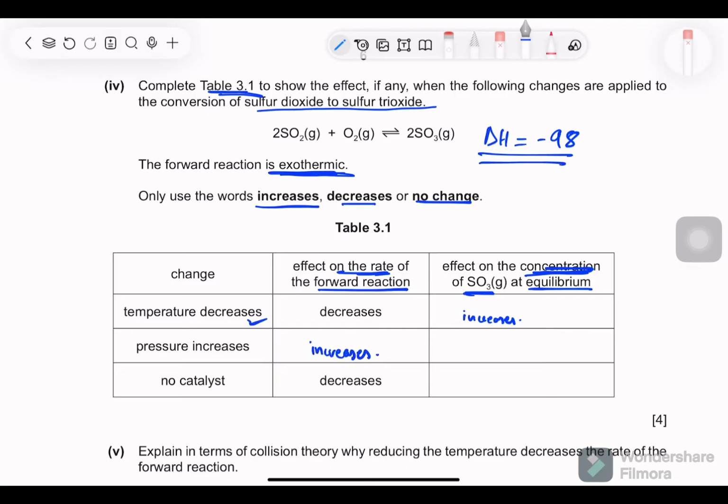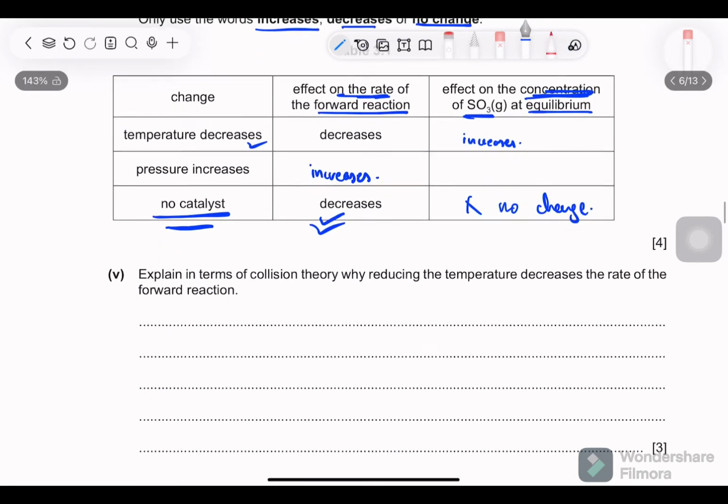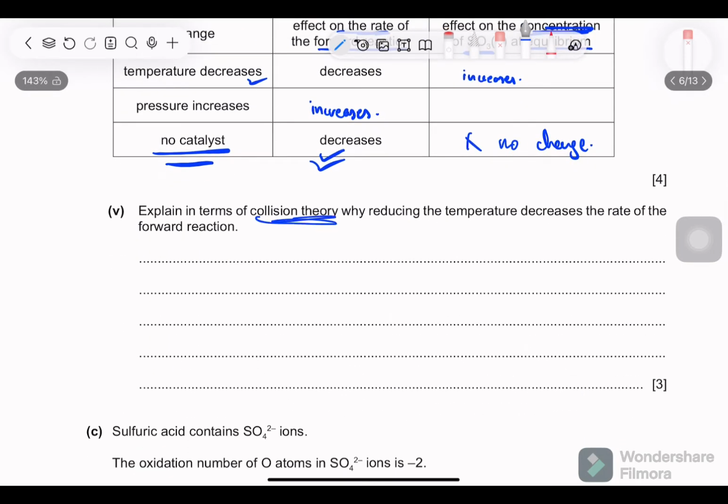Next, no catalyst. A catalyst has an effect on the rate of reaction, but it does not have an effect on equilibrium, so no change. Next, explain in terms of collision theory why reducing the temperature decreases the rate of the forward reaction.